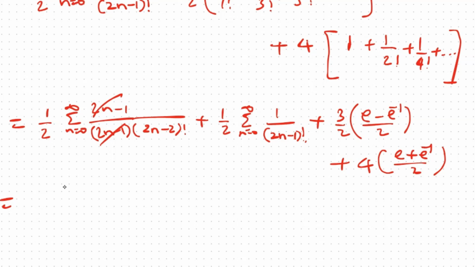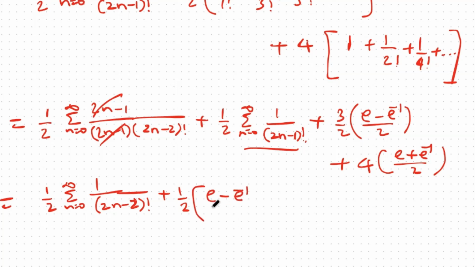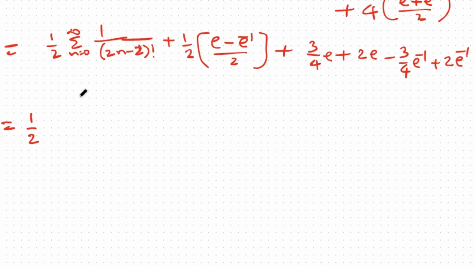Here 2n minus 1 and 2n minus 1 cancel, half into sigma n equal to 0 to infinity 1 by 2n minus 2 factorial plus half into this expression is the sum of all odd terms, that is e minus e inverse by 2, plus, you can write this as 3 by 4 e plus 2e minus 3 by 4 e inverse plus 2 e inverse half into this expression just looks like the sum of all even terms, that is e plus e inverse by 2.